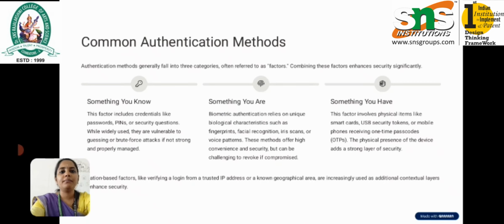The common authentication methods. Something you know: this factor includes credentials like passwords, PINs or security questions. While widely used, they are vulnerable to guessing and brute force attacks if not strong or properly managed. Something you are: biometric authentication relies on unique biometric characteristics such as fingerprints, facial recognition, iris scanning and voice patterns. Something you have: this factor involves physical items such as smart cards, USB security tokens, or mobile phones receiving one-time passcodes, OTPs, etc. The physical presence of the device adds a strong layer of security.